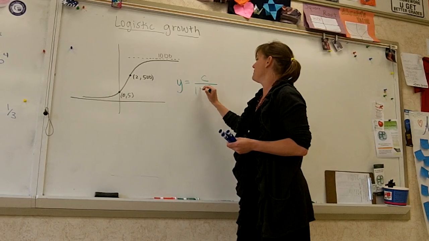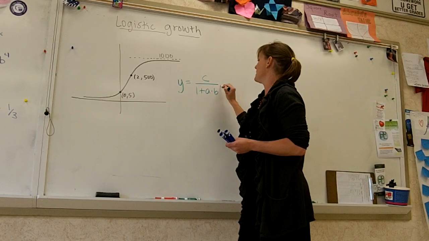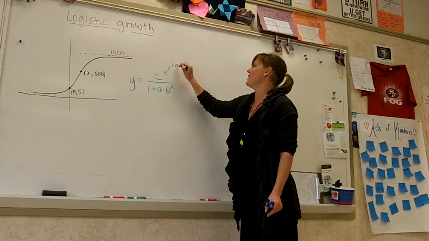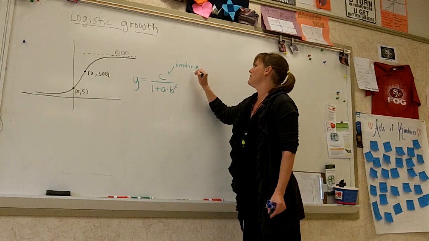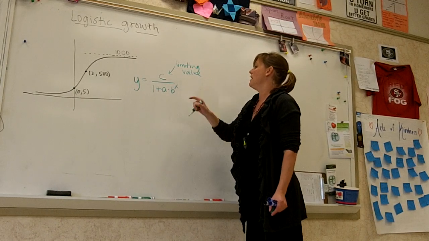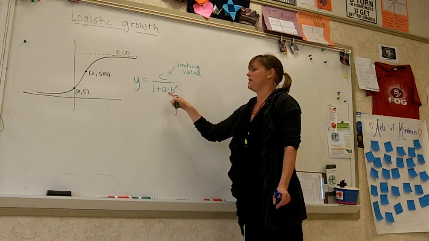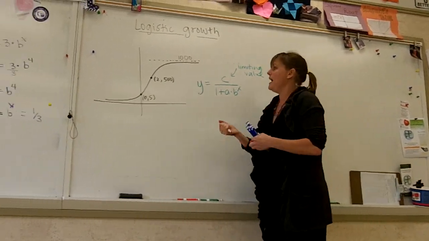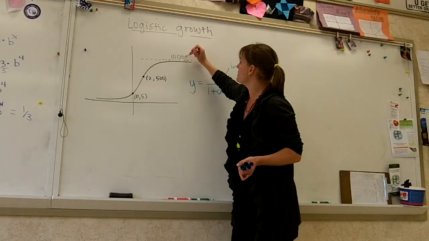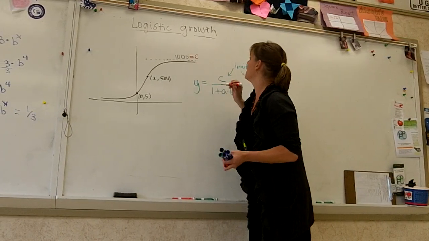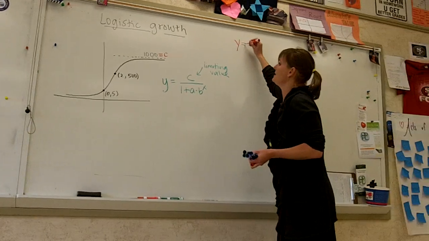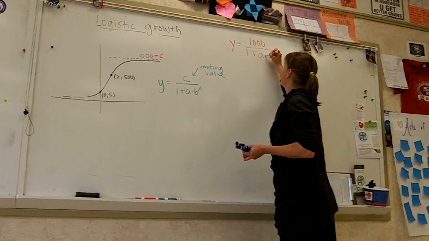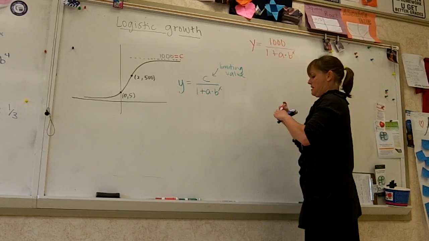C divided by 1 plus A times B to the X. So the C on the top is the limiting value. And then we're going to figure out these other 2 numbers in just a second. So the way that you start these is, first of all, this number on the top is always going to be your C. So I'm going to plug that in first. So y is equal to 1,000 divided by 1 plus A times B to the X.